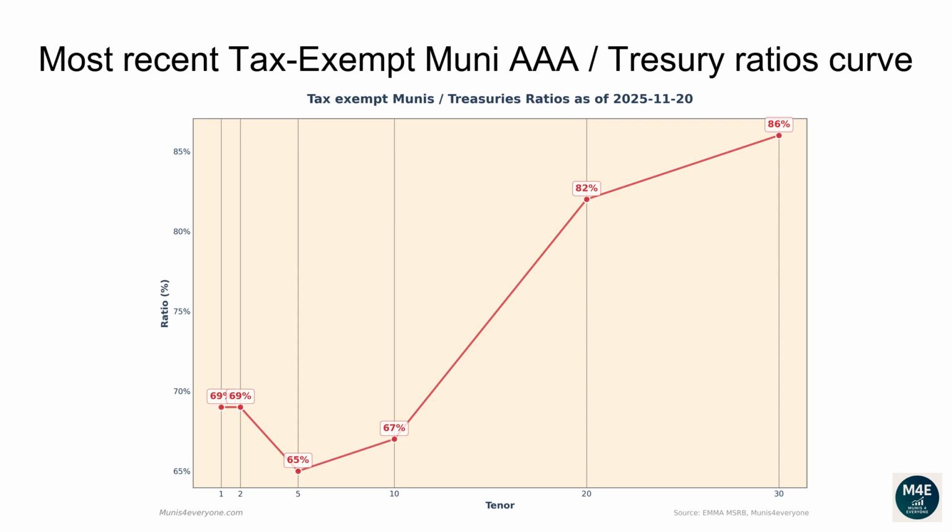The current one-year ratio is 69%. The 2 years ratio is 69%. The 5 years ratio is 65%. The 10 years ratio is 67%. The 20 years ratio is 82%. The 30 years ratio is 86%.